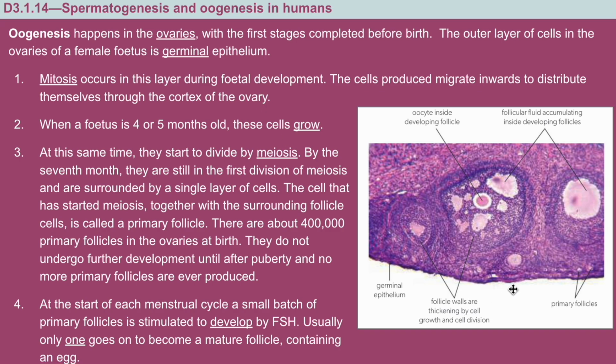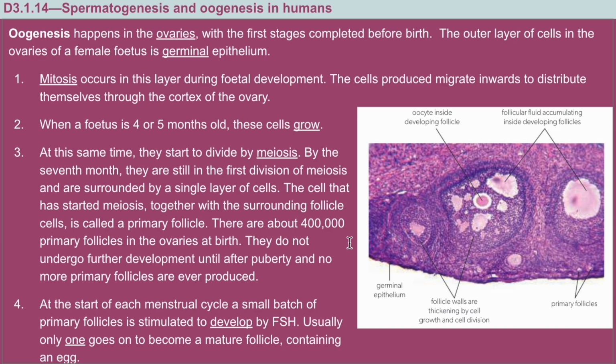But then when a fetus is 4 or 5 months old, those cells start the growth phase. At the same time, they start to divide by meiosis. We're going to see a pause. By the 7th month, they are still in the first division of meiosis. They're surrounded by a single layer of cells, and that is now called a primary follicle. That egg is going to be surrounded by a single layer of follicle cells. There are about 400,000 primary follicles in the ovaries at birth.